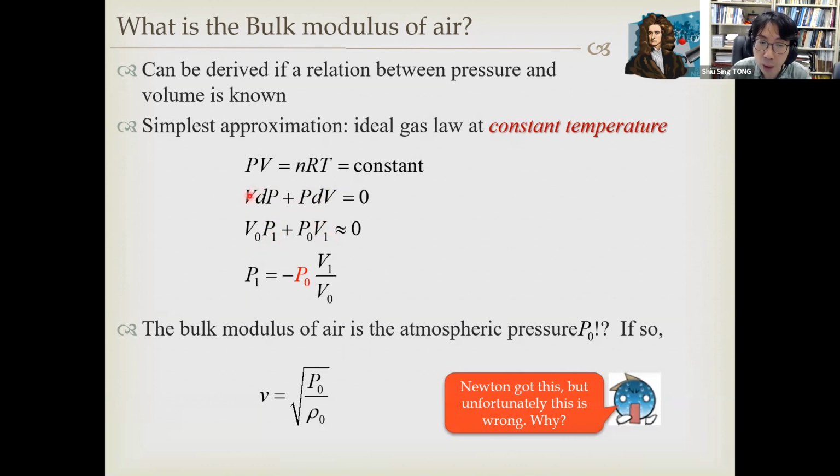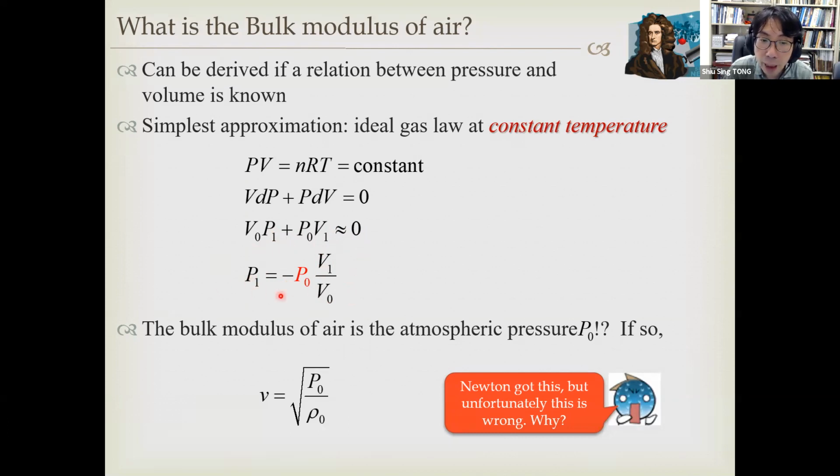The original volume is V0. The original pressure is P0. Okay, so the equation now becomes V0 P1 plus P0 V1, and the two terms add up to 0. So we can solve for P1. P1 will then be equal to minus P0 multiplied by V1 over V0.